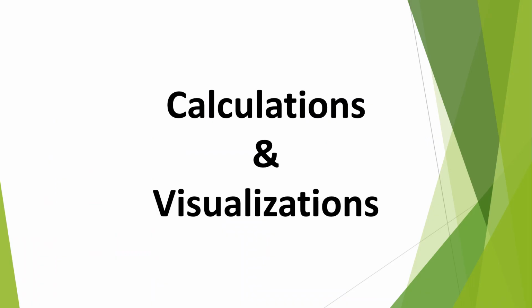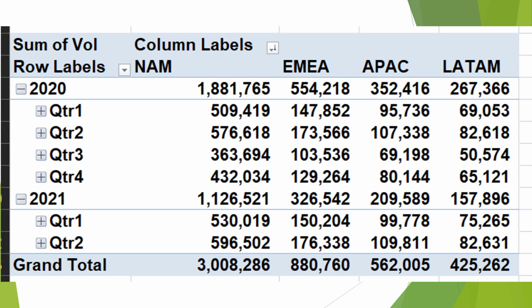It's now time to do some calculations and some visualization. We use the volume table to create some pivot tables on which we based our visualizations. First, let's see our volume per quarters. So this pivot table gave us the total volume per year, per quarters, and per regions.